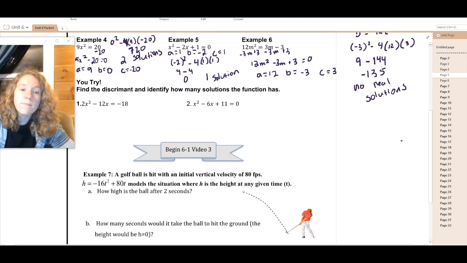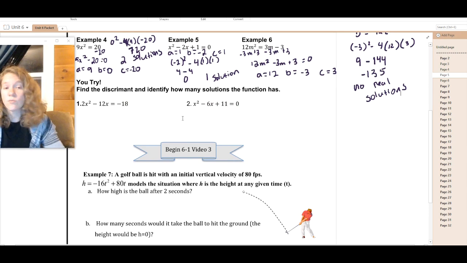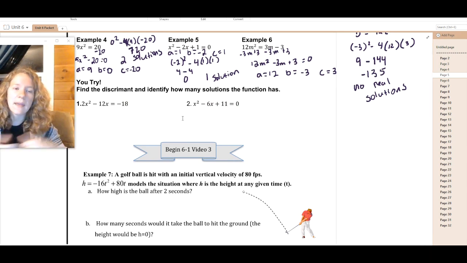All right, so that's it for this video. You're going to go ahead and find the discriminant and see how many solutions. You don't have to actually find the solution here unless you want to. You just have to tell me how many there would be if you were to find it.